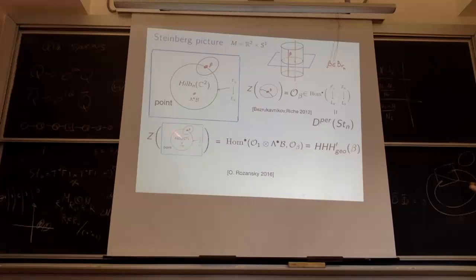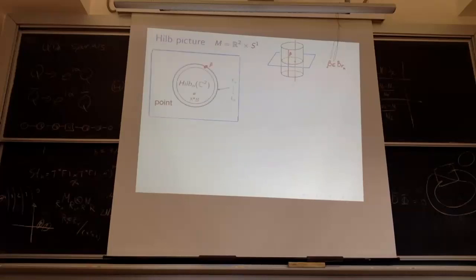Right, so this disk has only this special line defect, which goes along S1, nothing interesting happening. I say that the value on the complement to this disk is this object. It's basically the structure sheaf of the Hilbert scheme times this vector bundle.